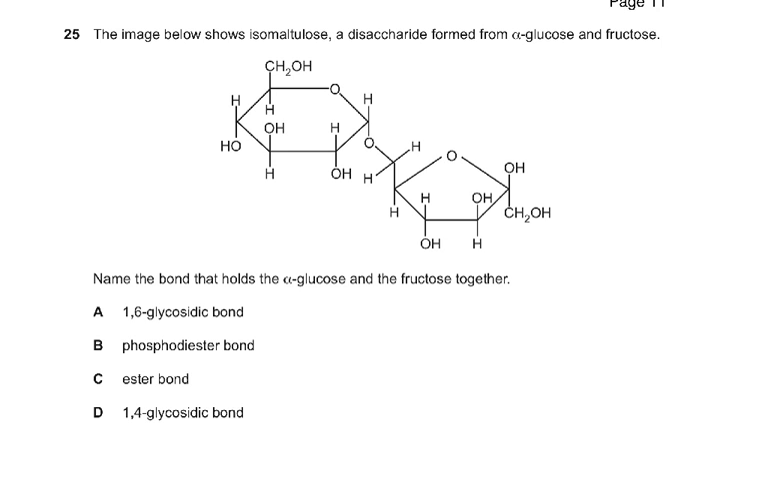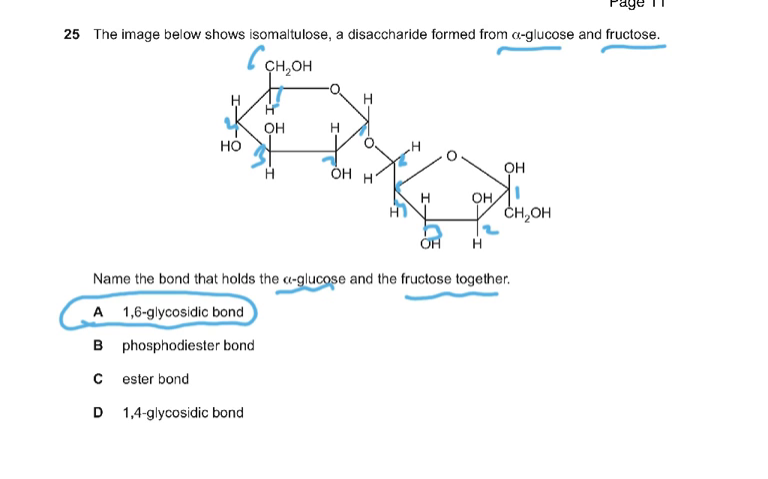The image below shows isomaltulose, a disaccharide formed from alpha glucose and fructose. Name the bonds that hold the alpha glucose and the fructose together. 1,6-glycosidic, phosphodiester bond, ester bond, 1,4-glycosidic bond. Now you can see why this would be a 1,6-glycosidic bond. If you number the carbons 1, 2, 3, 4, 5, 6, and then here 1, 2, 3, 4, 5, and then 6, you have to see it's a 1,6-glycosidic bond.